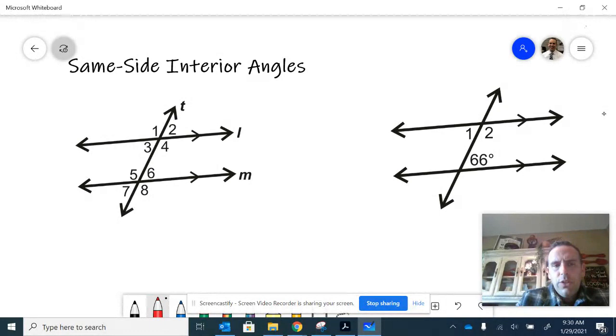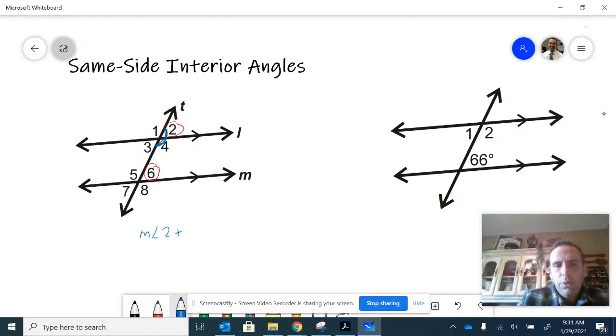So from a previous theorem, we know that angles 6 and 2 are corresponding, so they have equal measure. So that's good to know. And then it must be true then that since 2 and 4 are a linear pair, they would add up to 180 degrees. Let me write that down.